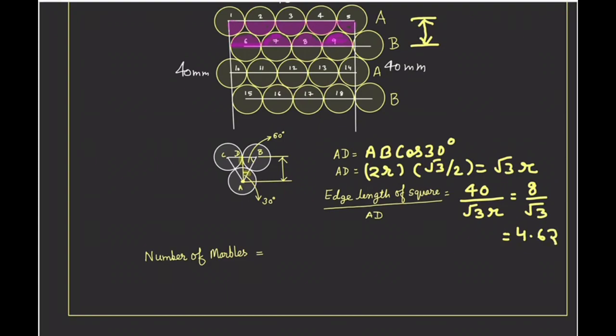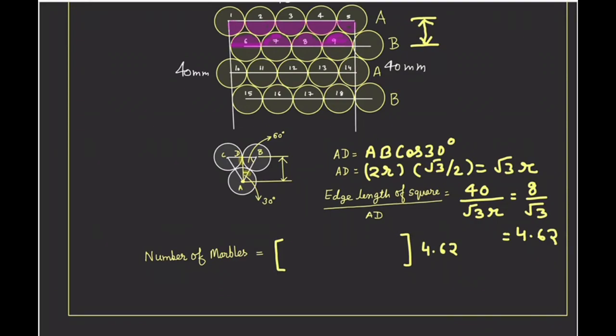So this is the value. Now we know that we have to place 4.62 such AB layers to get a square, right? Now we have to calculate the number of marbles in the whole square. So we are calculating how many atoms are there between A and B layer, and then we'll multiply it by a factor of 4.62 in order to get the number of marbles in the square.